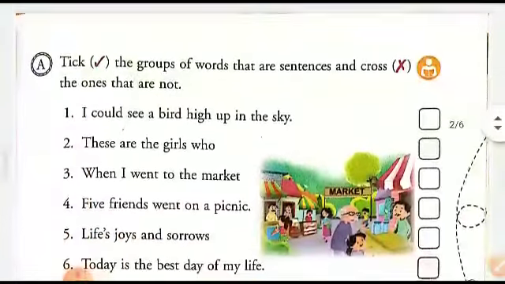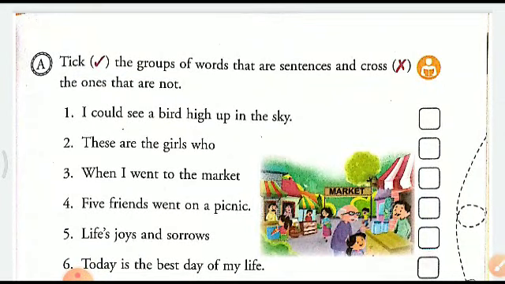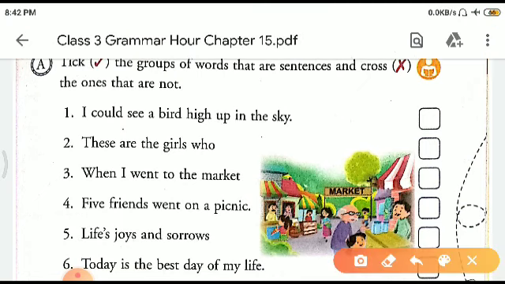Okay, we move to the next exercise. Take the groups of words that are sentences and cross the ones that are not, right? That means they should have some sense, and they should end with a full stop, question mark, or an exclamation mark. See the first one: I could see a bird high up in the sky. It has sense, and at the end there is a full stop. That means this is a sentence.